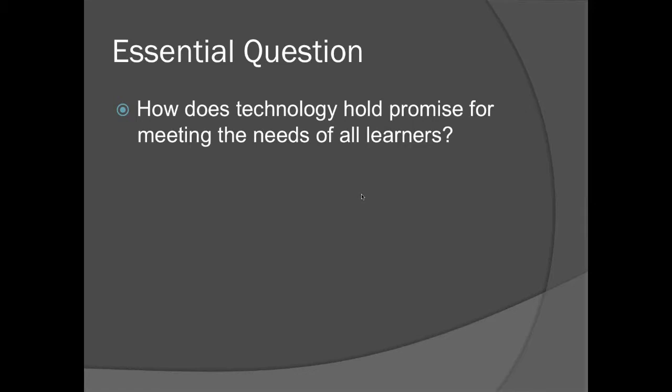And while you're doing that, I'm going to talk a little bit about what I see as the essential question for today's webinar. The question really is, how does technology hold promise for meeting the needs of all learners? That isn't a yes or no answer, or a right-there answer. We really need to know how it does that. Just having technology doesn't automatically mean that we're going to be able to meet the needs of all learners. So we're going to come back to that essential question as we go along.